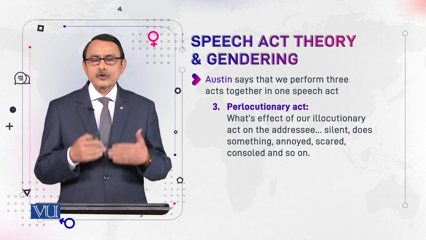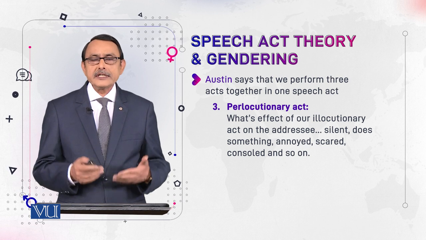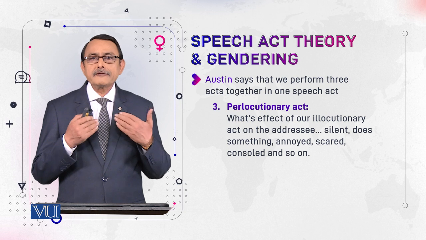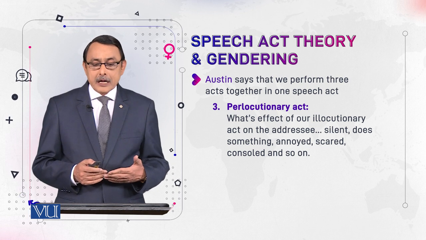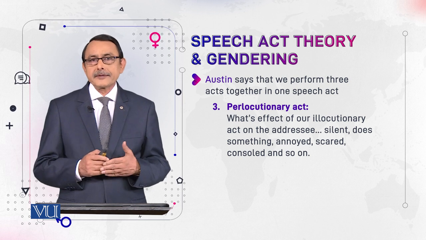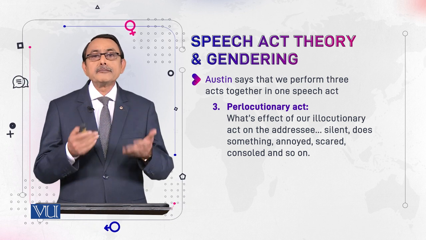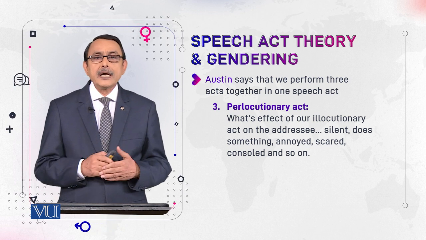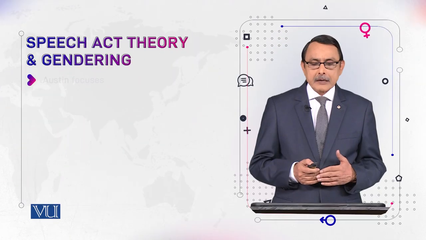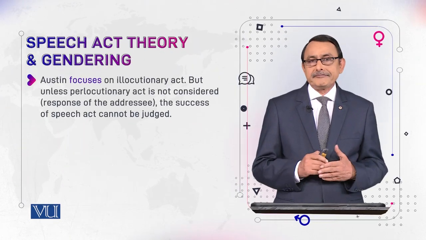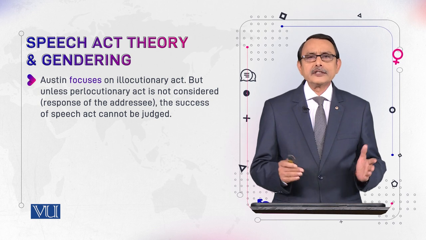So, first you say something, the locutionary act, then you perform some act by saying something, the illocutionary act, and then that shows some effect and influence on the addressee, the perlocutionary effect. For example, after your utterance, the addressee may agree, may reply, may take some action, may bring something for you, or simply may remain silent. Or there is another possibility that the addressee leaves you alone. All these are perlocutions.